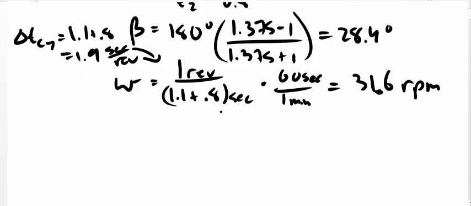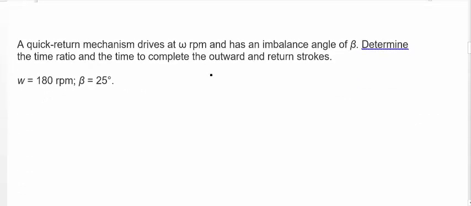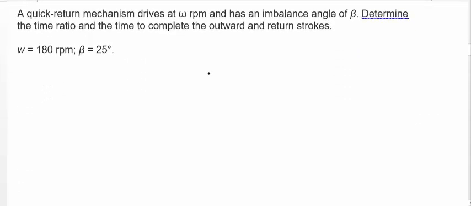All right, so that's not too bad. Let's go to another one where we have a quick return mechanism driven at a certain omega. Omega is 180 RPM for this example, with an imbalance angle of beta. We want to determine the time ratio and the time to complete the outward and return strokes. So we can go ahead and get that omega, which is equal to 180 RPM.